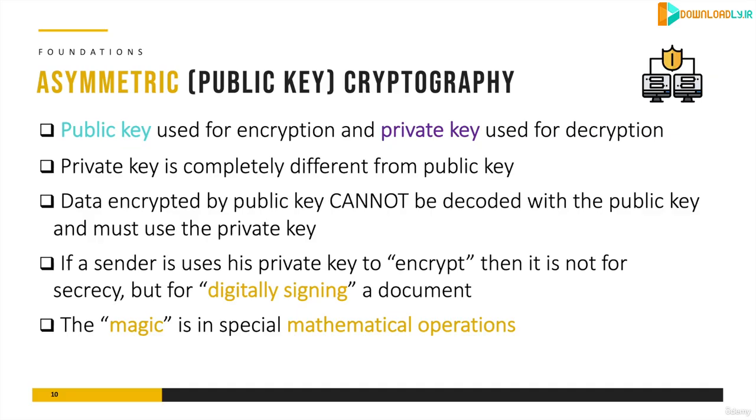The magic is basically in special mathematical operations, which allow the use of two different types of keys. So the difference between symmetric and asymmetric is that in symmetric we have exactly the same key at both the sender end and the receiver end. However, in asymmetric encryption, we're using two different keys.